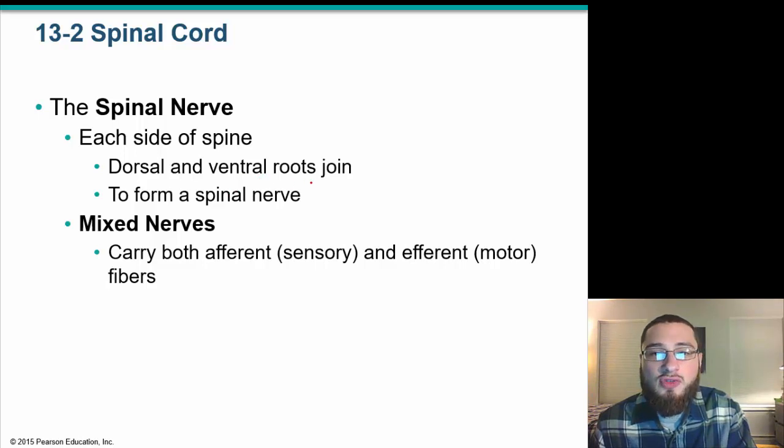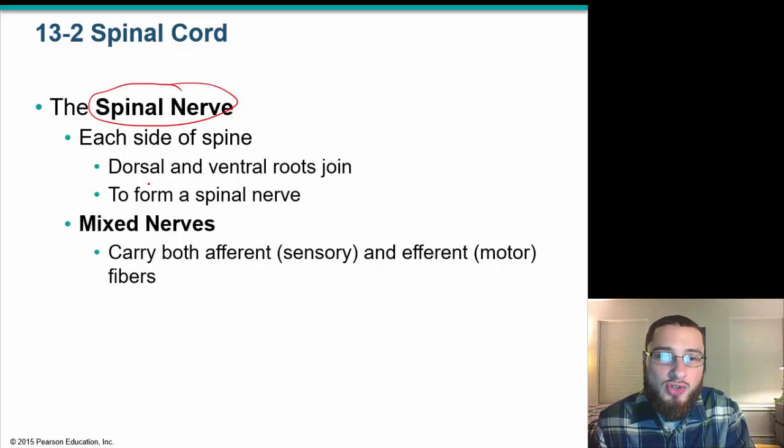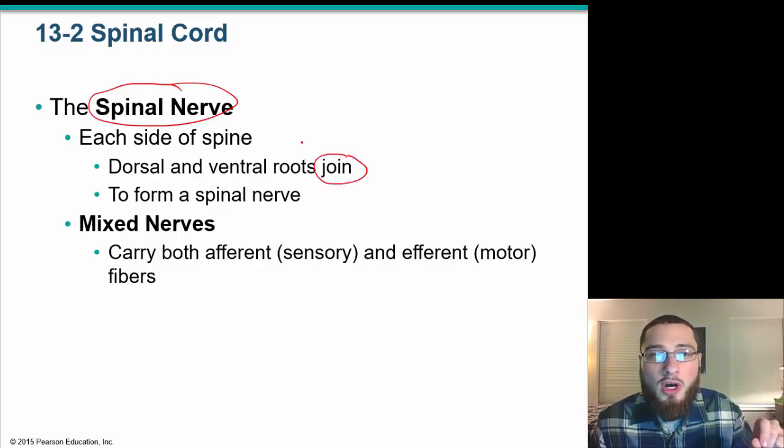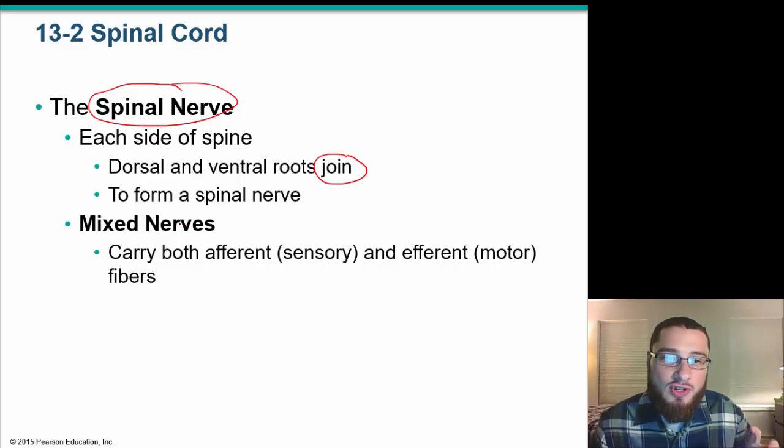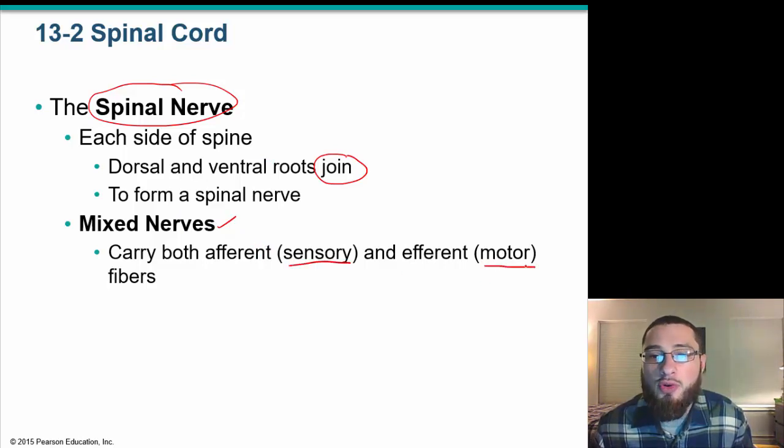So the spinal nerve, each side of the spine, we have spinal nerves coming off of them. The dorsal and the ventral roots are going to join to create this spinal nerve. So we have the dorsal root along with its dorsal root ganglia, and we have its ventral root, and they come off of different sections of that spinal cord. They are going to join together or meet up, and form one projection, or one tube, if you want to call it, and that's going to be a spinal nerve. They're considered mixed nerves because they carry both afferent or sensory and efferent or motor fibers.